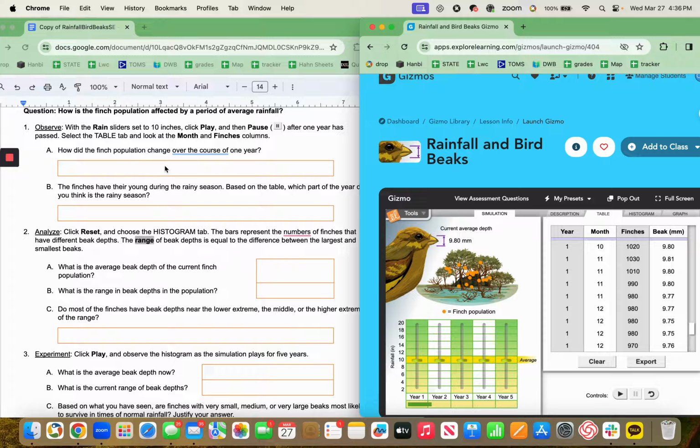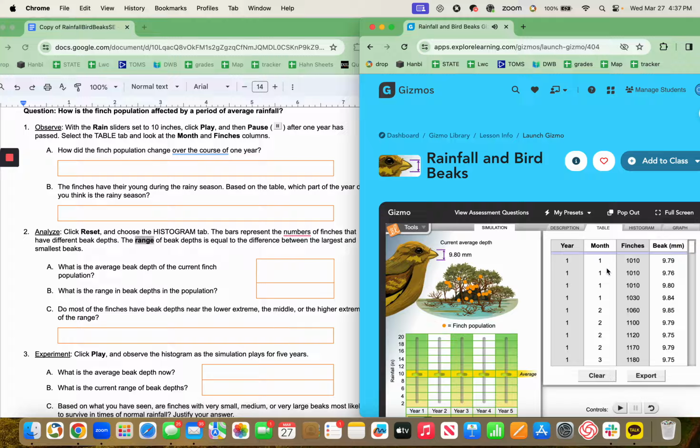How did the finch population change? So this is the number of finches. We kind of looked at this on the graph, but here's month 1. You're going to just look through the year and see what's happening to the population. When is it peaking? When is it declining? I'll look at those numbers and see what's happening.